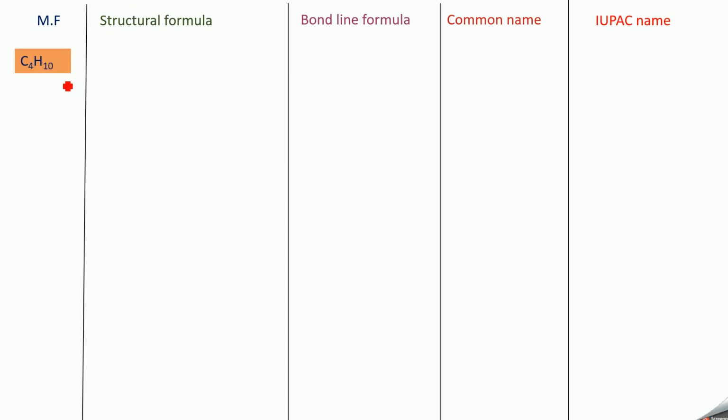So first you take molecular formula, structural formula, bond line formula, common name, IUPAC name. So you take C4H10. For this we can write 2 structures. One is CH3CH2CH2CH3, a straight chain. Next we have one branch, so like this also you can write. In both the cases we have the same molecular formula C4H10. So this is a straight chain and this we have a branch. So these 2 come under chain isomerism. So these 2 are chain isomers.